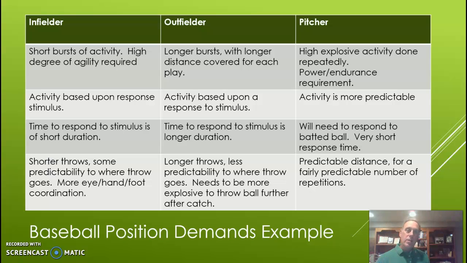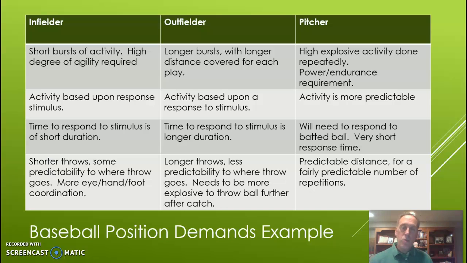So the activity is based upon a stimulus and they're responding to it. The time to respond is actually longer because of the flight of the ball. There's actually fractions of a second greater amount of time to respond. And it requires the outfielder to run with short bursts and have a high degree of sprinting ability, whereas your infielders have a high degree of agility.